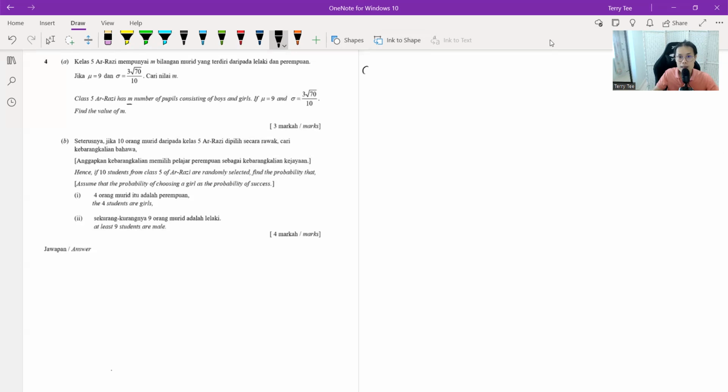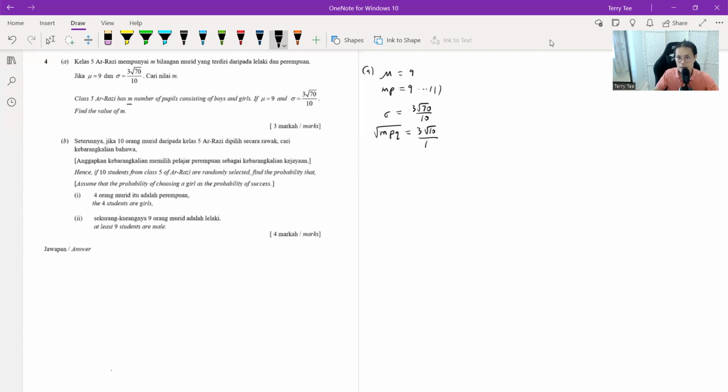Your mean is 9. So mean is given by NP, in this case, M. This is 9. Okay, this is standard deviation. Standard deviation is square root of 70 over 10. And standard deviation is square root of NPQ. In this case, MPQ, so 3/70 over 10.